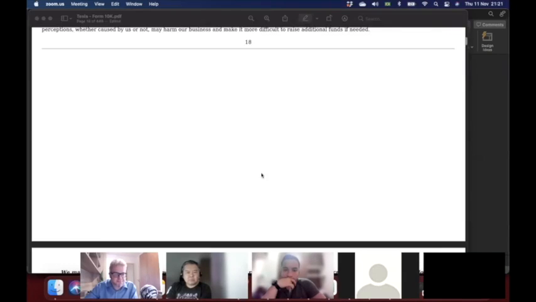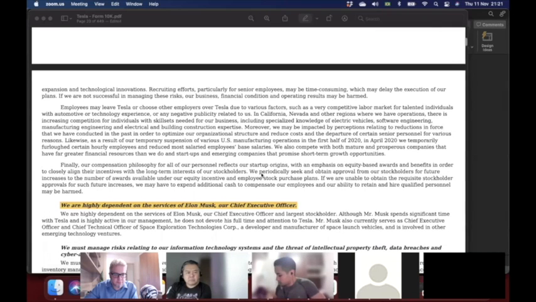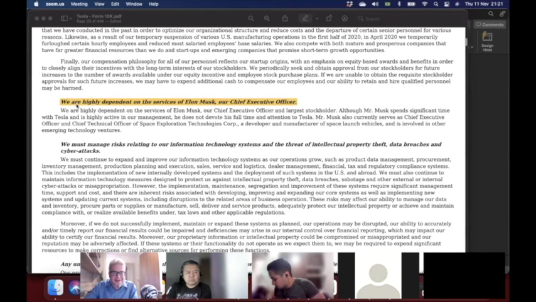Coming back here. This is very interesting as well, and not so common for other companies. We are highly dependent on the services of Elon Musk, our Chief Executive Officer. So Elon Musk, he's the main shareholder, owner of the company, the Chief Executive Officer, the person behind the strategy, the person that is the visionary. So the company depends a lot on him.